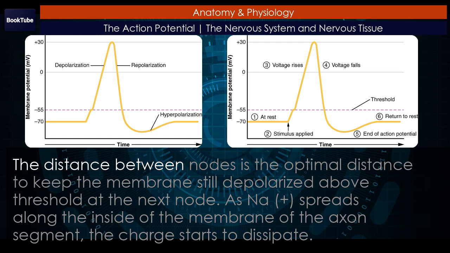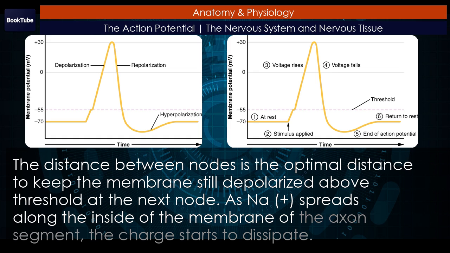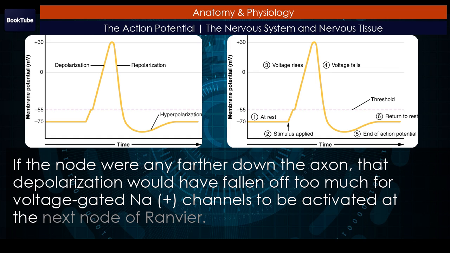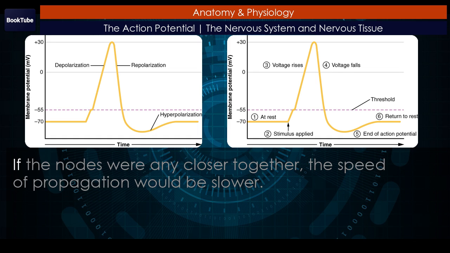The distance between nodes is the optimal distance to keep the membrane still depolarized above threshold at the next node. As Na+ spreads along the inside of the membrane of the axon segment, the charge starts to dissipate. If the node were any farther down the axon, that depolarization would have fallen off too much for voltage-gated Na+ channels to be activated at the next node of Ranvier. If the nodes were any closer together, the speed of propagation would be slower.